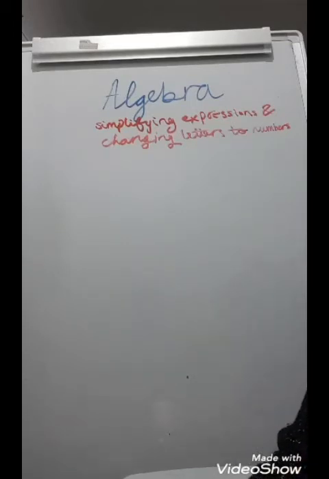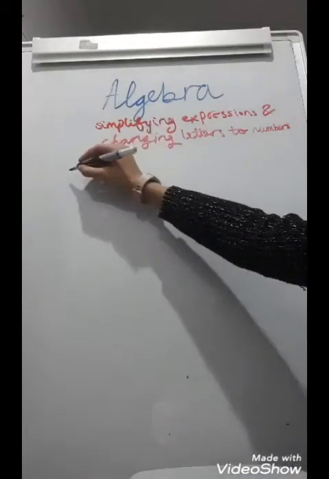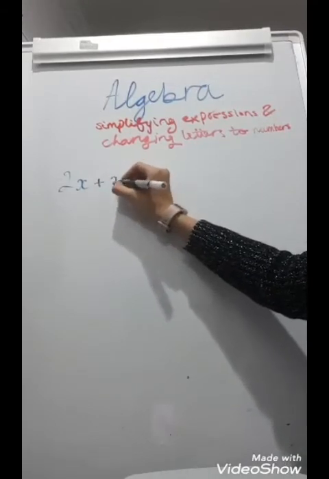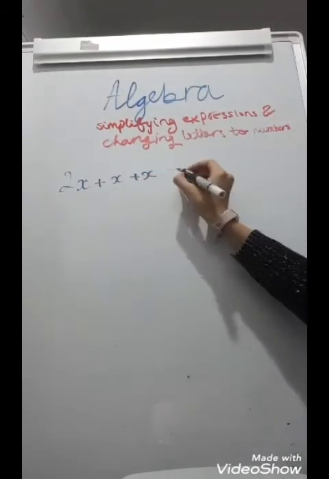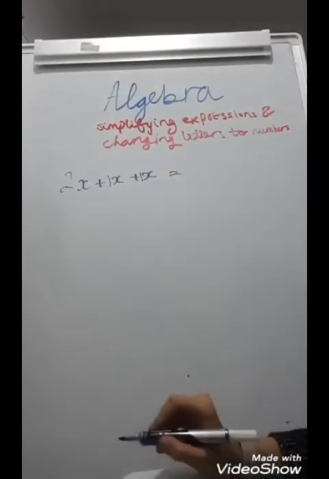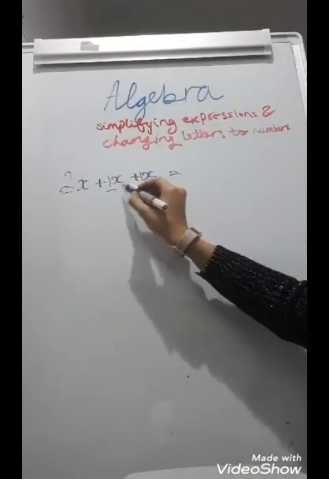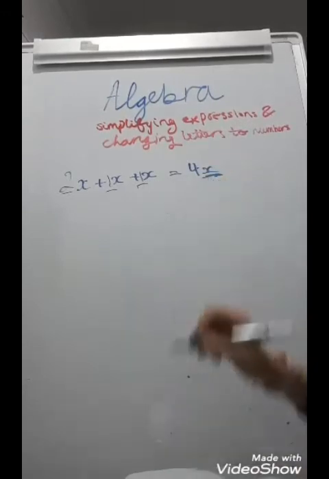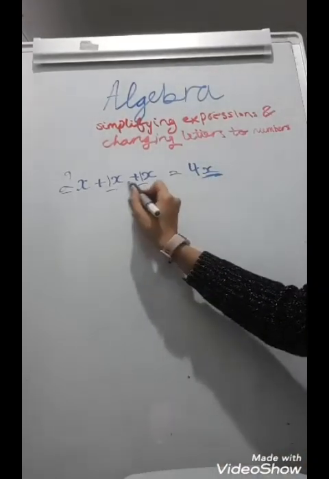So we've got a couple of expressions that we have to simplify. Now, what is the meaning of simplification? Simplification is making it shorter, making it smaller, making anything in its simplest form. Okay, so we've got 2x plus x plus x. That basically means here is an invisible one and here is also an invisible one. So we'll add 2 plus 1 plus 1 and that equals 4. And then don't forget the letter that we have, which is x.